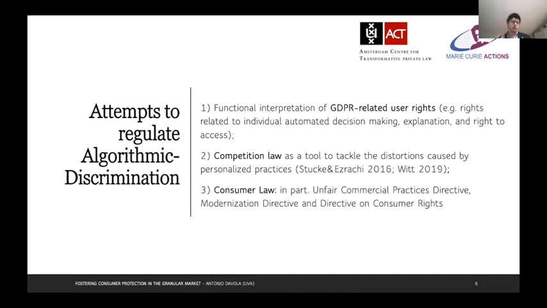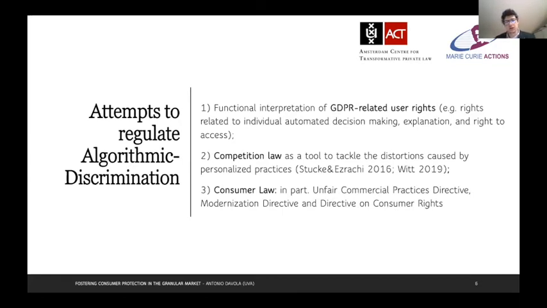Lastly, and not surprisingly, given the discussion that we had yesterday, the vast majority of legal scholars are investigating the role of consumer law as a tool to regulate algorithmic discrimination. In particular, much attention has been devoted to the Unfair Commercial Practices Directive, especially in light of the changes happening after the Modernization Directive, and the modifications affecting the directive on consumer rights.